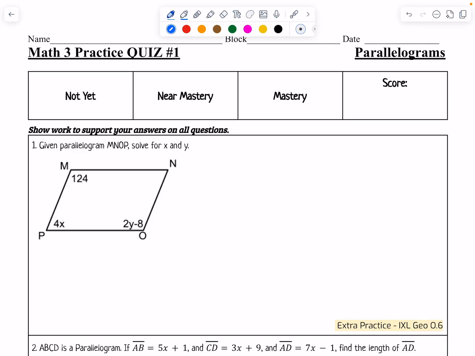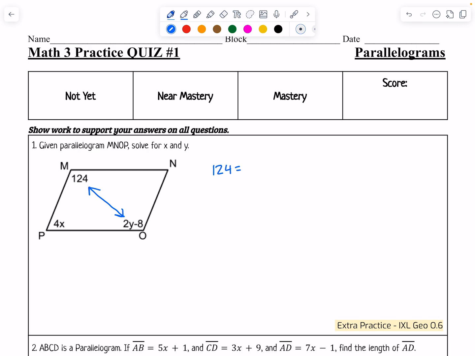Let's take a look at practice quiz number 1, focusing on parallelograms. Number 1 says, given parallelogram MNOP, solve for x and y. So I know in parallelograms that opposite angles are congruent. So I'm going to set M equal to O to solve for y.